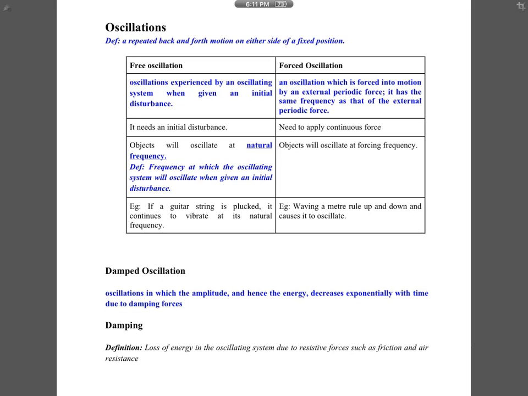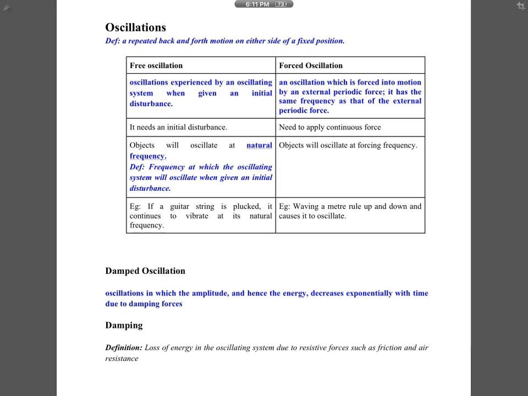Or in the case of a forced oscillation, we must continuously give it a force. For example, if I hold a ruler and I shake it in my hand, the ruler starts to oscillate. But I continuously shake it in my hand, so that's called forced oscillation, because it's not oscillating freely, I'm forcing it. Now, every time you give it an initial disturbance, it will undergo free oscillation, and it will always oscillate at its natural frequency. This is for a fact.